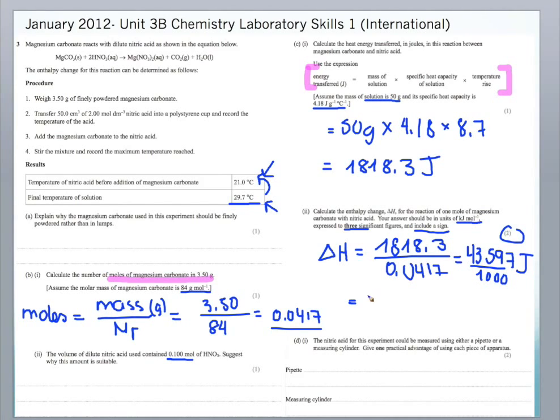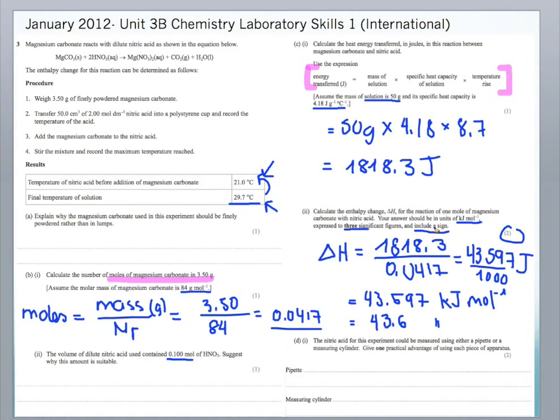We then get 43.597. So this is kilojoules per mole. But then they're also asking us to put it to 3 significant figures, which would make it 43.6. Because we have a 9, this 5 becomes a 6. Again in the same units.